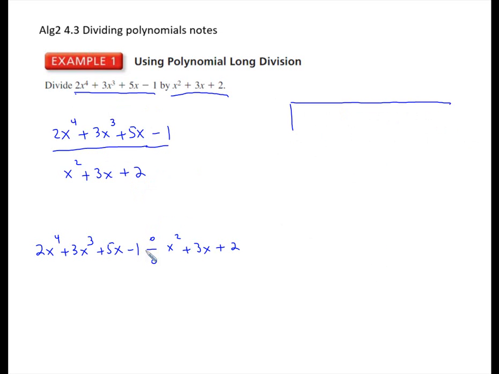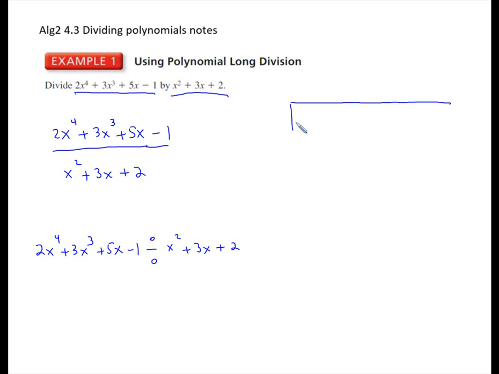But there's something really important. You always have to make sure that if there are any missing terms, you put a 0 in place of it. Notice the numerator has an x to the 4th. The next term should be an x to the 3rd, which it does have. The next one should be x squared, but there's no x squared here, so we have to put a 0 in place of it.